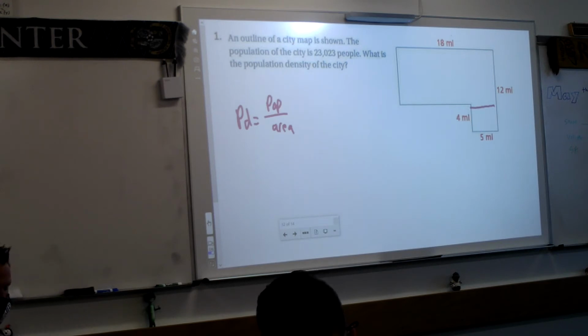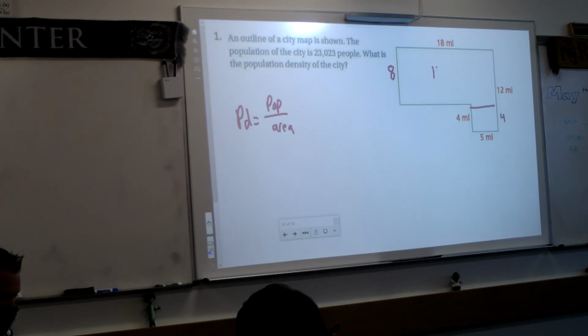So for the big rectangle, I just subtracted 12 minus 4 to get 8 for the length. So I did 18 times 8 and got 144. And then for the smaller rectangle, I did 4 times 5 and got 20. And the total area is 164.